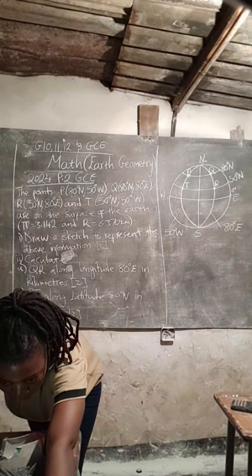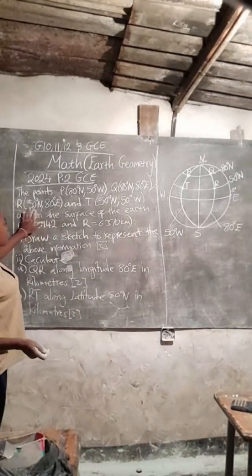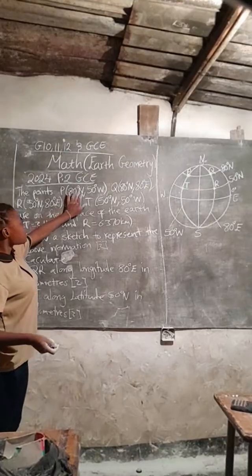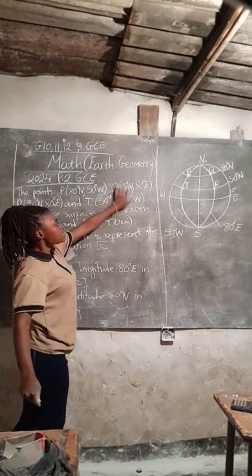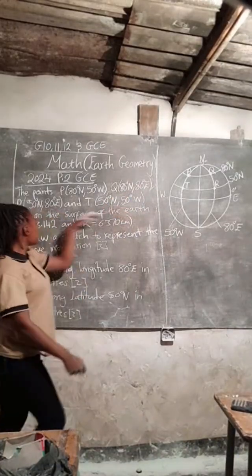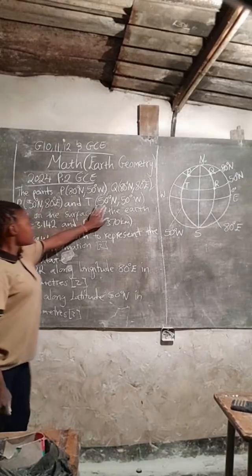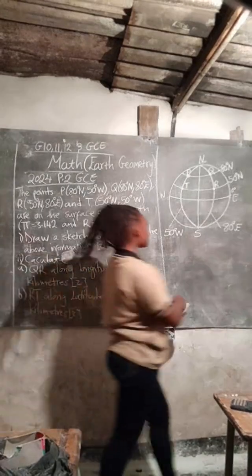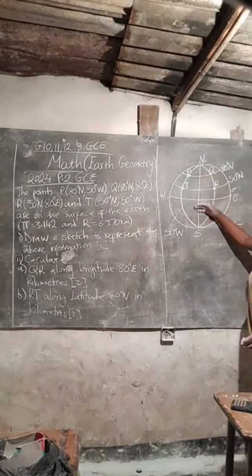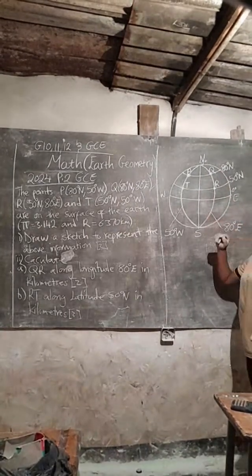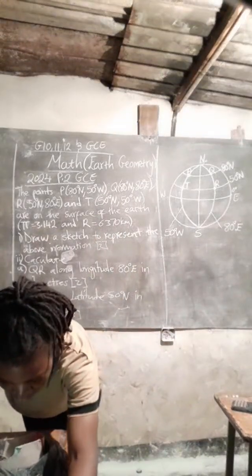All the points are on the northern hemisphere. Yes, engineer, because that is what they have given us. So point R is on 80 degrees north, which is in the northern hemisphere. Point Q is also on 80 degrees north, which is in the northern hemisphere. Point T is also on 50 degrees north. So the question was having all the points in the northern hemisphere. So there are no points in the southern hemisphere. You just leave it like this.